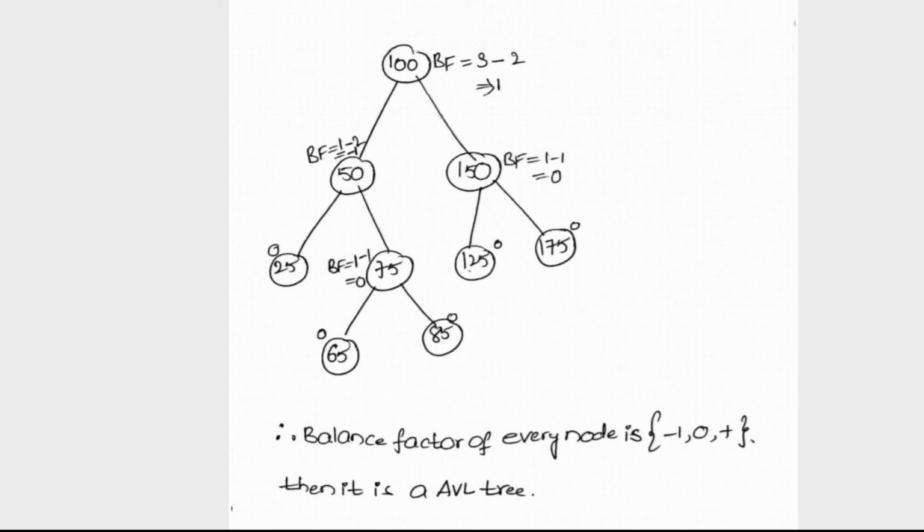Now the small difference between the AVL tree and the binary search tree: while we are constructing the binary tree, we just follow the properties of the binary search tree. That is, the left child should be less than and the right child should be greater than or equal to the root element. And while constructing the AVL tree, we follow the same properties. After insertion or deletion, we have to calculate the balance factor for every node in the AVL tree. That is the only difference between the AVL tree and the binary search tree.